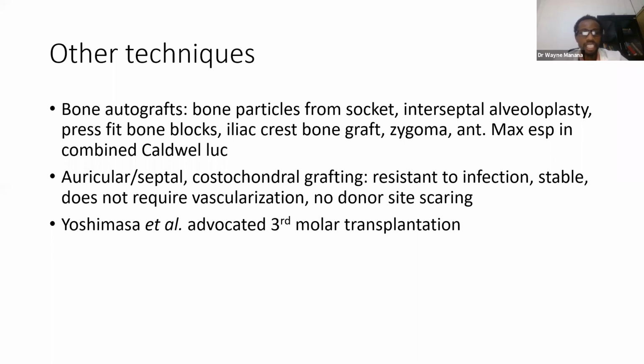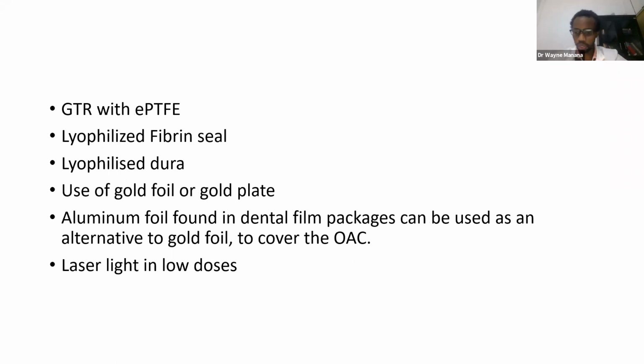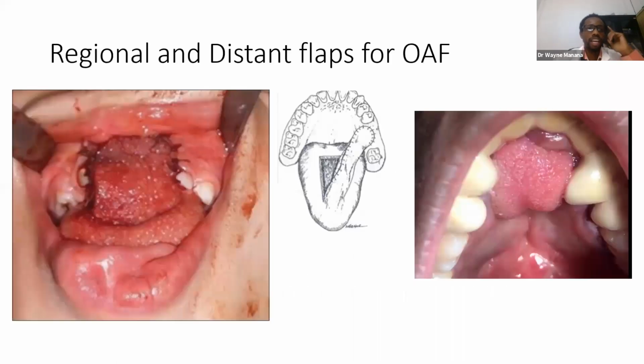But there are so many other techniques. As I said, you can do bone grafts. You can do an interceptor of alveoloplasty. You can graft cartilage. This is a very interesting one by Yoshimasa in Japan, where if you are doing an oral antral for a sixer, you would then transplant the third molar into the socket. I think in part three of disasters, we'll look at wisdom teeth transplantation, a case series of some of the cases that we have done and how it can be used to close oral antral communication. All these guided tissue regeneration, all these things can be used. The list is very long.